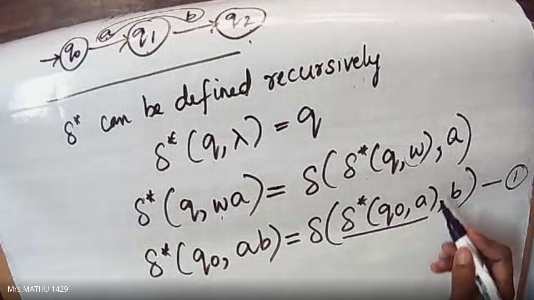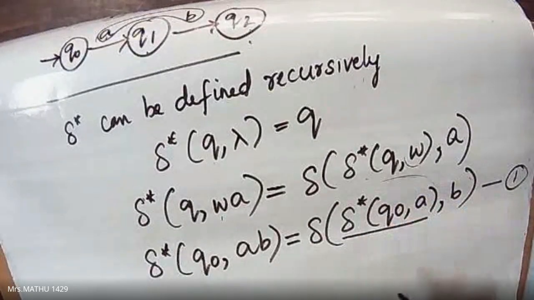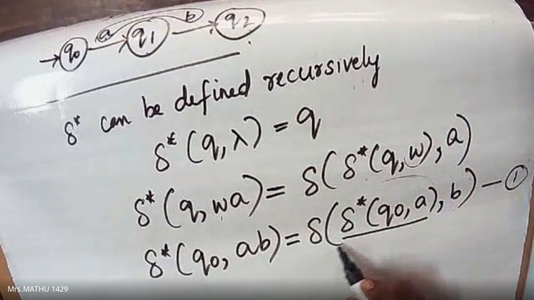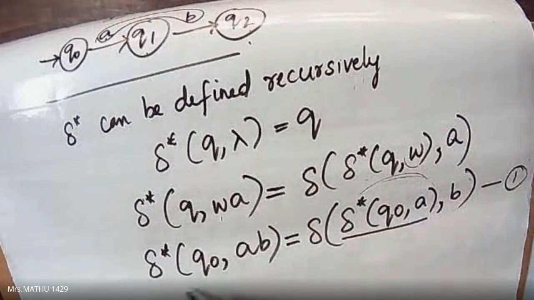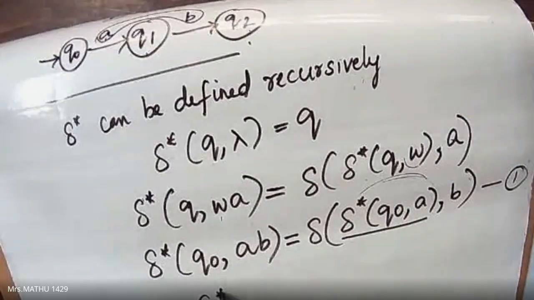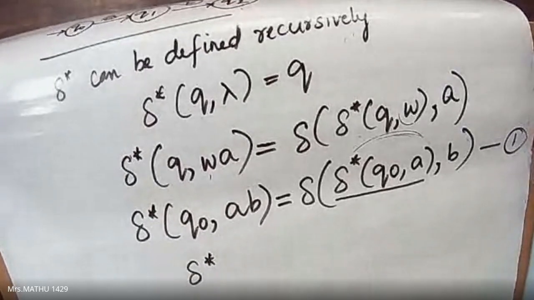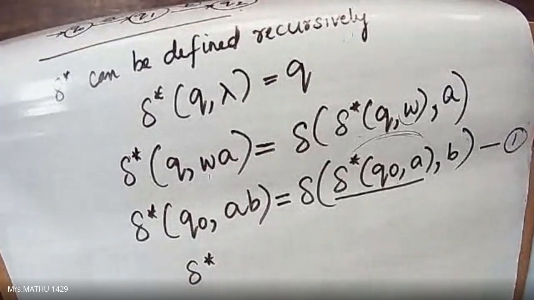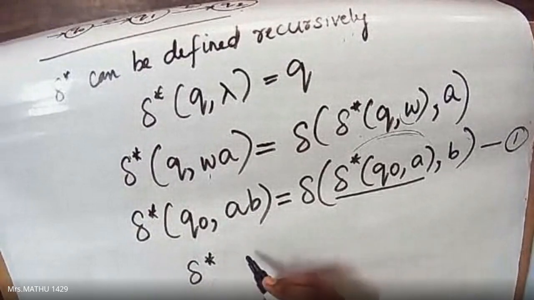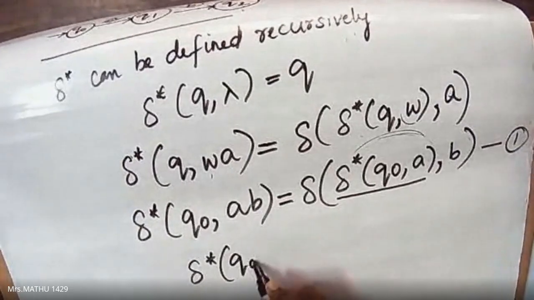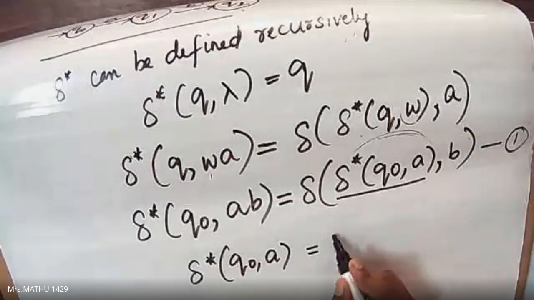In this we want to find out the value and substitute here so that we will be able to find the remaining thing. Let us find it separately. For your understanding only, I'm writing it separately. When you get practiced, you need not do it this way; you will be able to do it as a mental calculation. So delta star of q naught comma A is equal to, how can this be written?